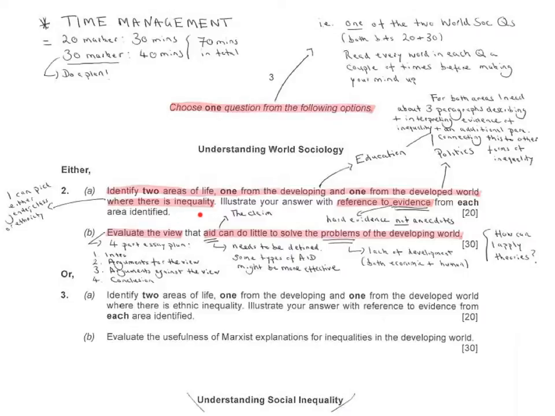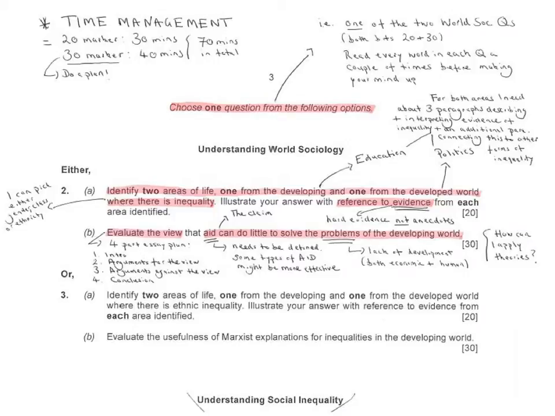And with these questions, where it doesn't specify, it's up to you to either focus on gender or class or ethnic inequalities. So it's entirely up to you as to which aspect of inequality that you focus on for this question. So I'm going to imagine that I feel most confident about gender inequalities, so I'm going to use that as my example for 2A.